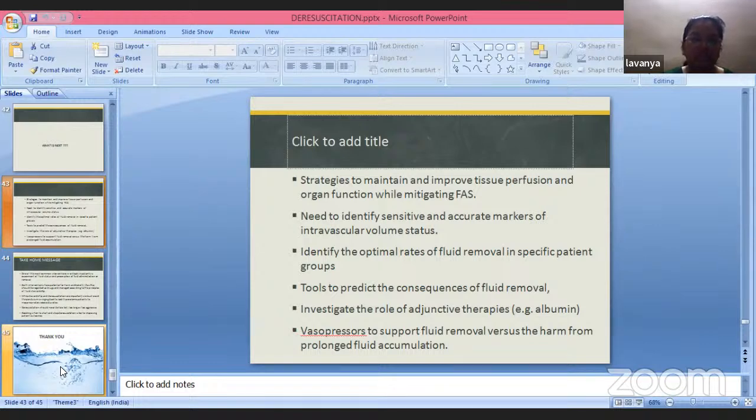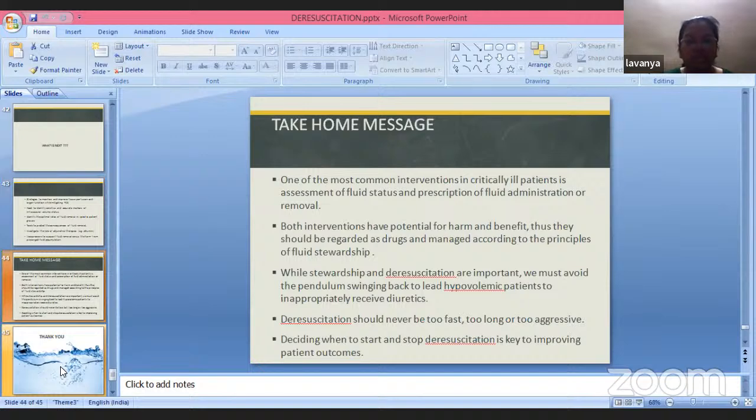in the deresuscitation area. So my take-home message is that one of the most common interventions in critically ill patients is assessment of fluid status and giving fluid administration or removal. So both interventions, giving and taking out, have potential for harm and benefit. So they should always be regarded as drugs. Fluids are drugs. And also always keep in mind the four points that fluid stewardship is telling.